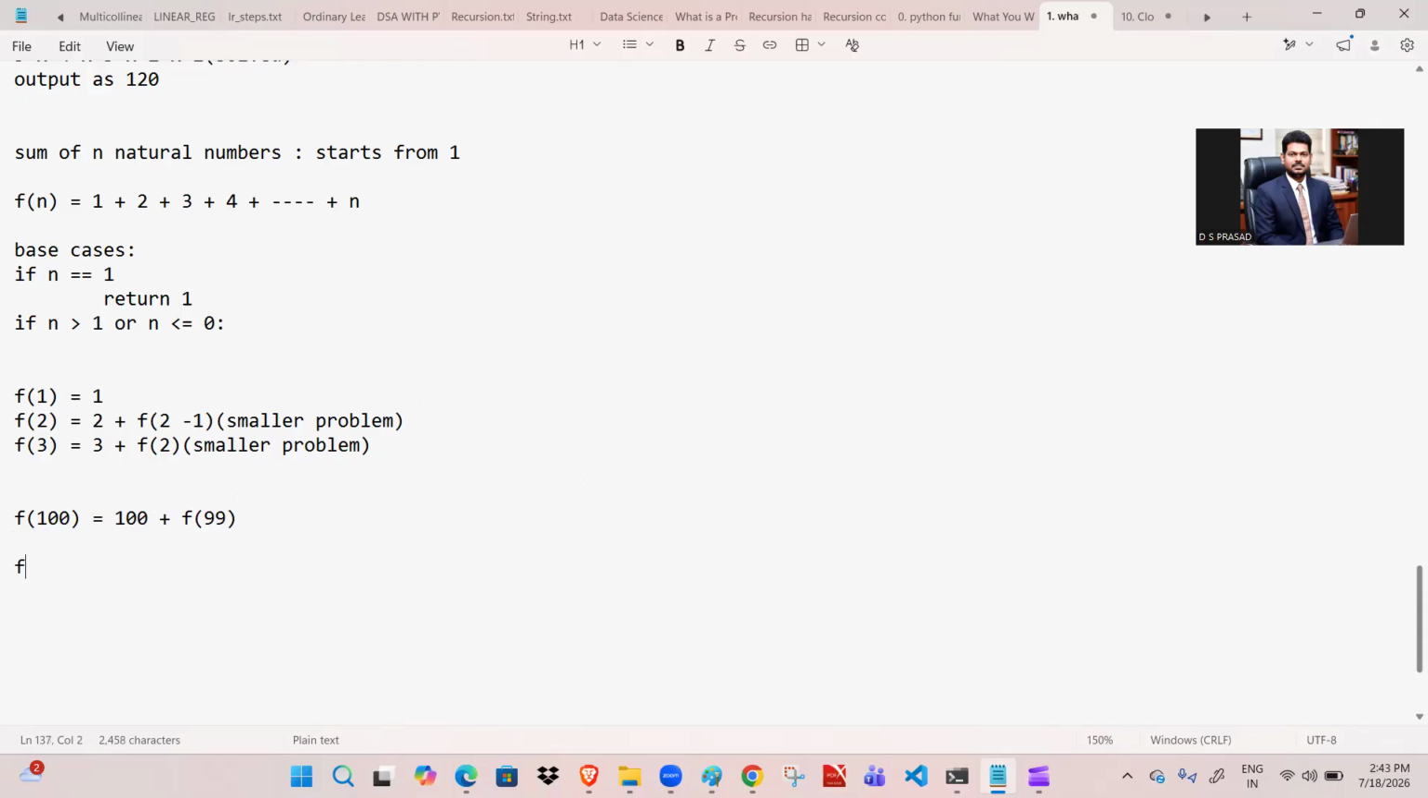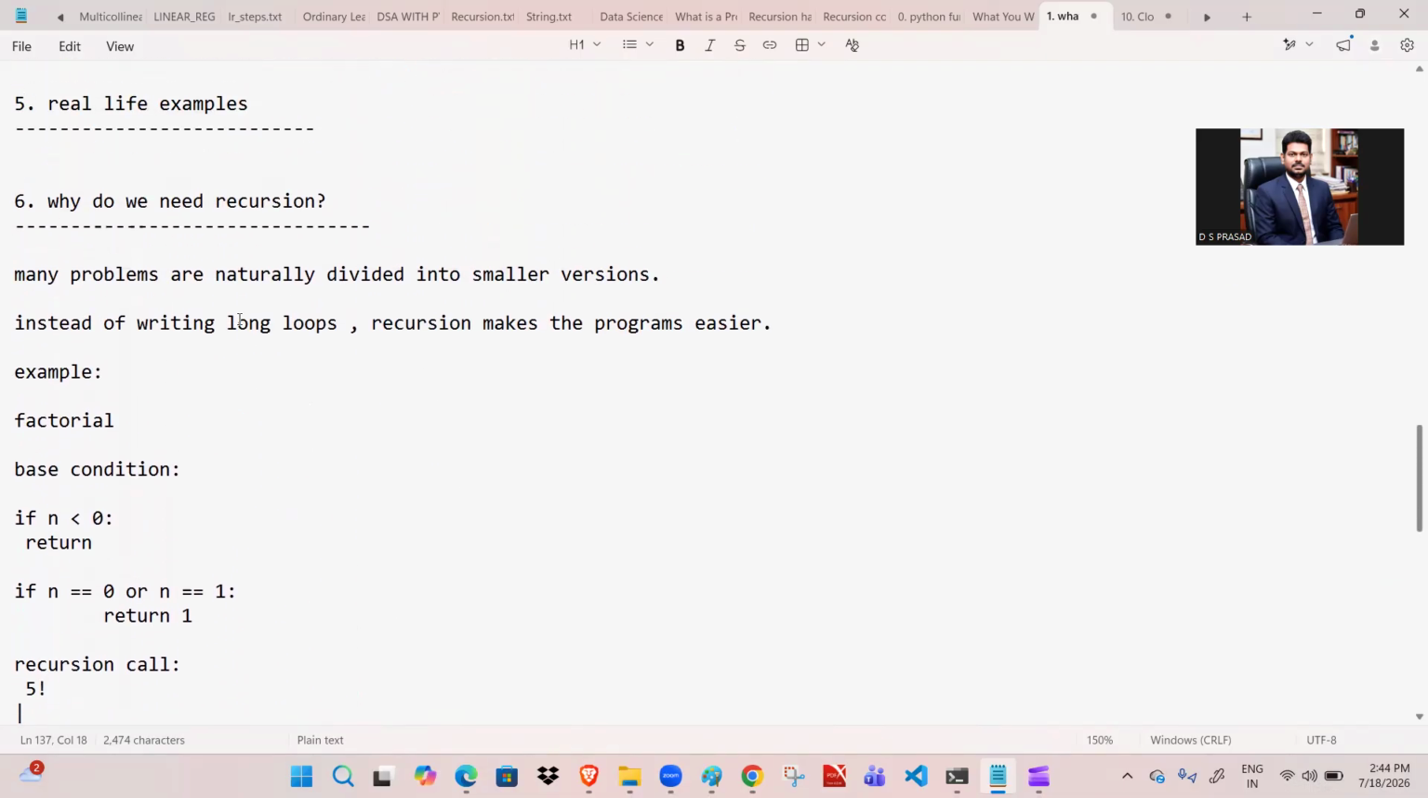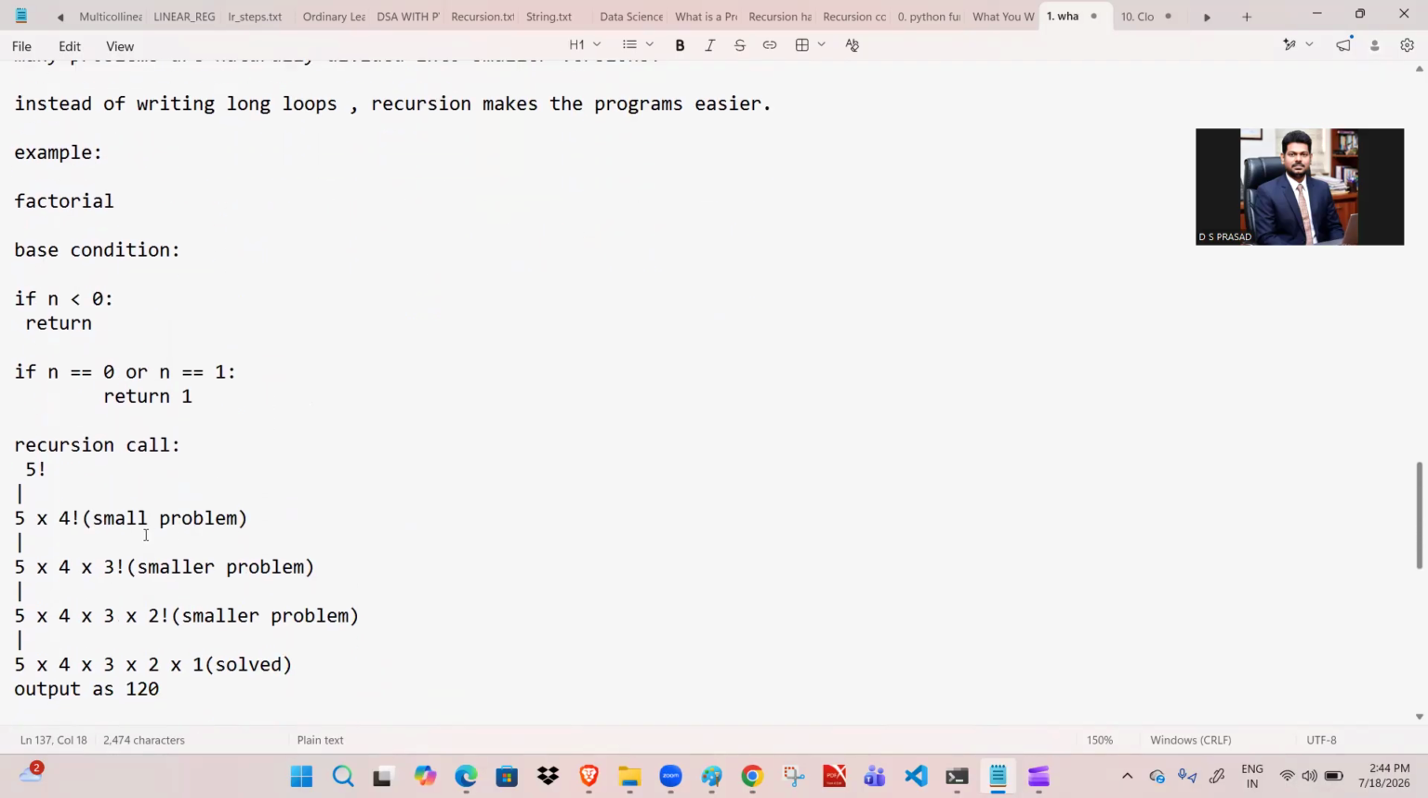The overall equation for the sum of the first n natural numbers is n plus f of n minus 1. The change in the parameter leads to the base condition. Whenever you write the base condition, it will stop the recursion. So what is the need of recursion? Many problems are naturally divided into smaller versions. Instead of writing long loops, recursion makes programs easier. Example like this.